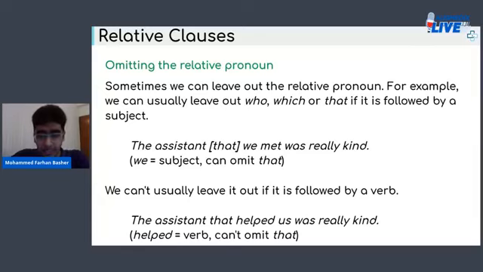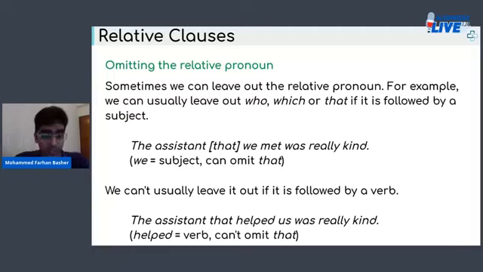So the assistant that we met was really kind is not right, but rather we should be saying the assistant we met was really kind. Here, you have the subject, we. Therefore, we can omit that before we. You follow? The assistant we met was really kind.